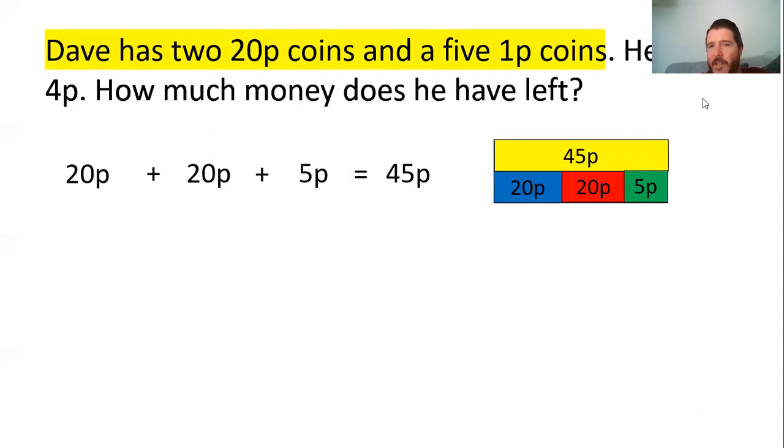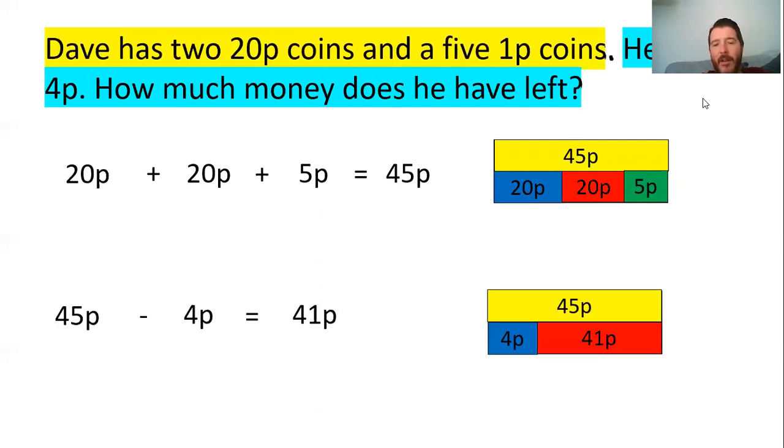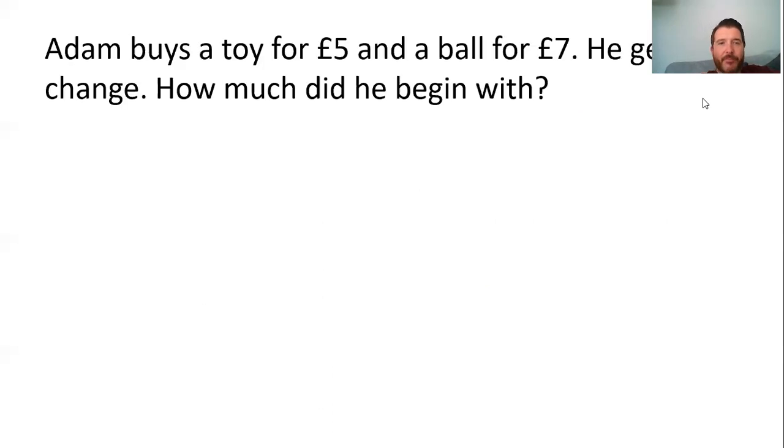So if he's dropping, if he's losing something, and how much does he have left, we know we're taking away. So 45p, take away the 4p drops, equals 41p. So that would be the answer to that problem, wouldn't it?